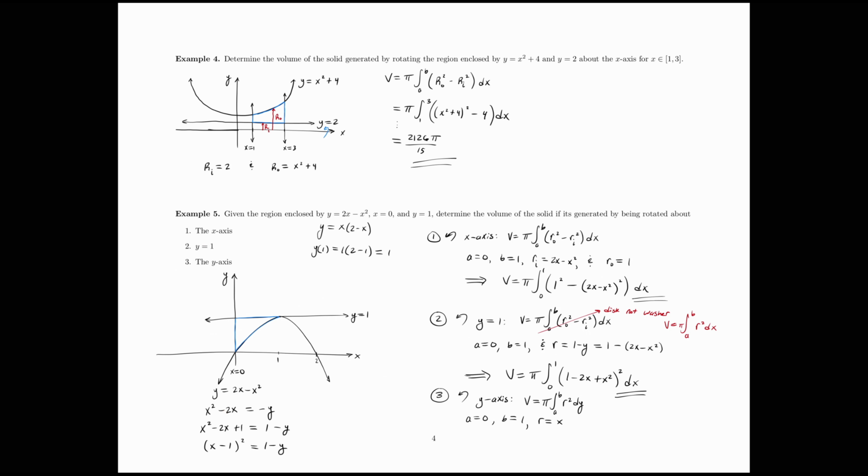Okay, so then we can solve this by taking the square root. So this would be x minus 1 equals plus or minus the square root of 1 minus y. So x is 1 plus or minus the square root of 1 minus y.